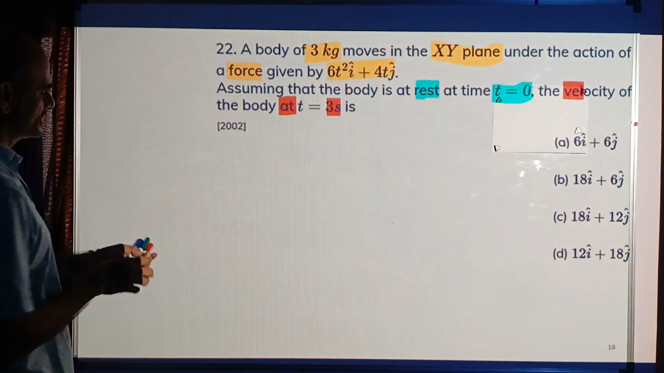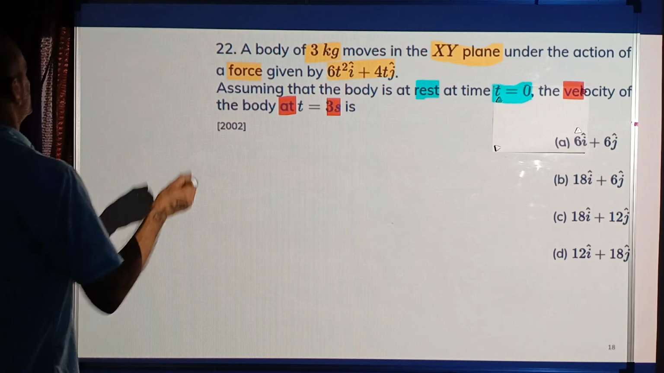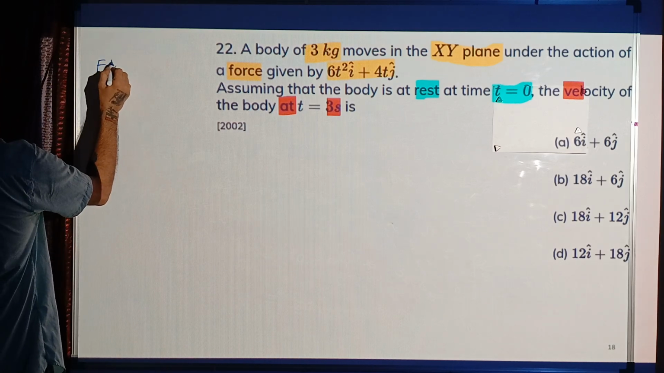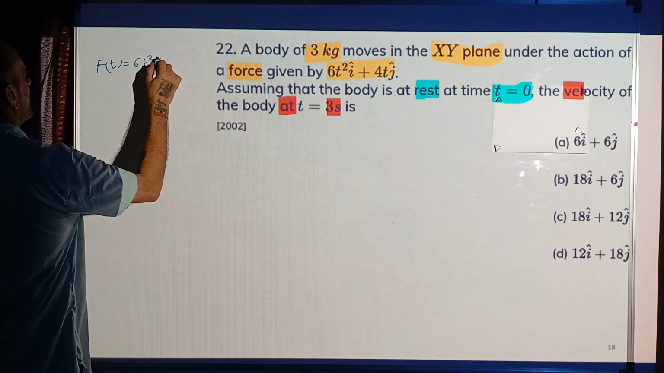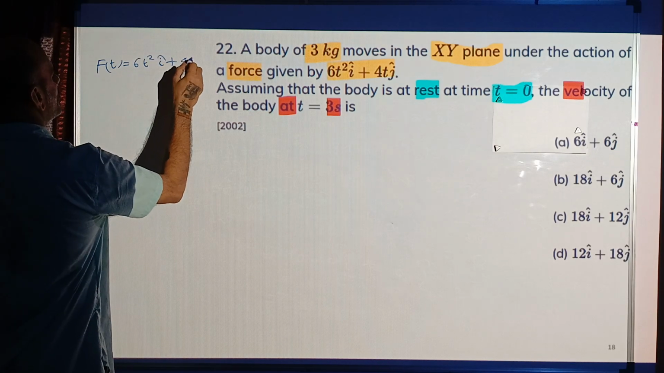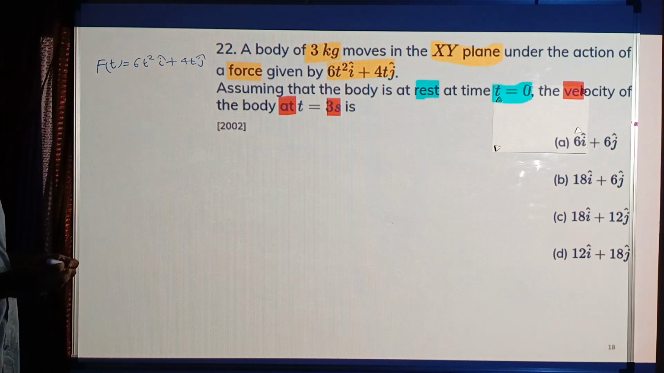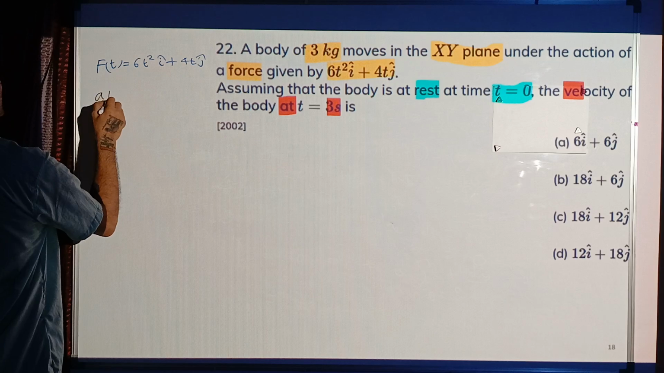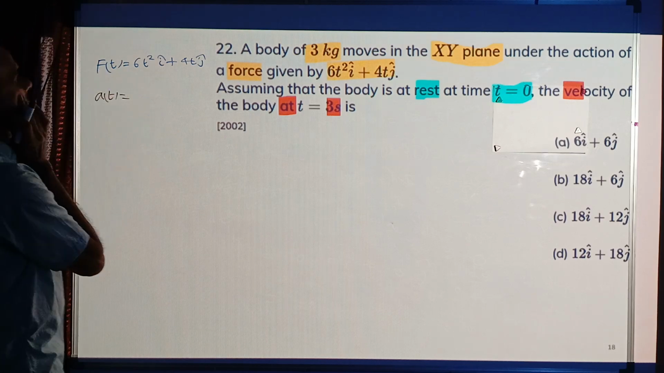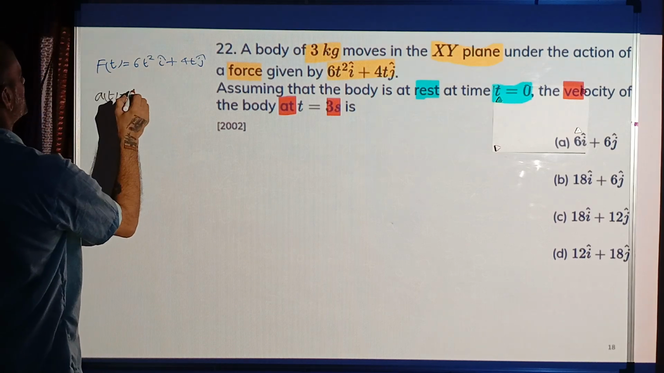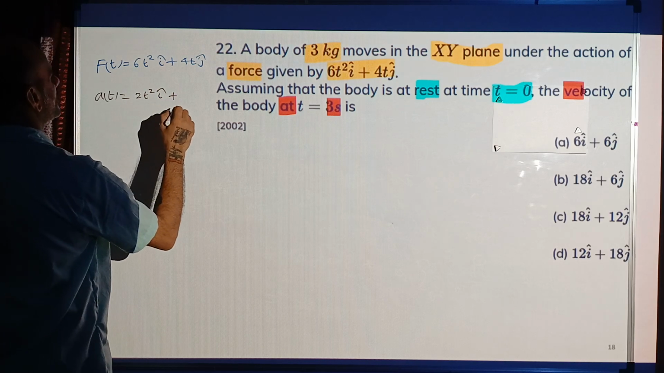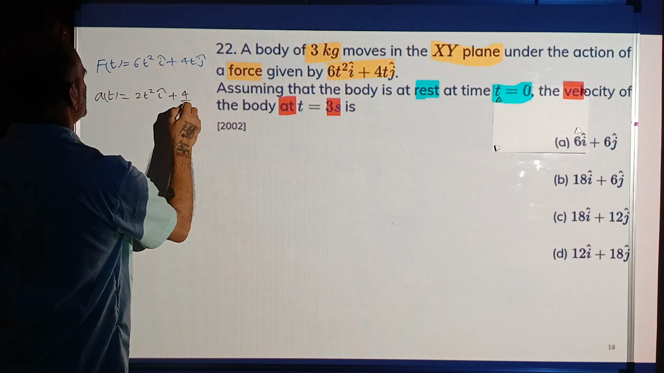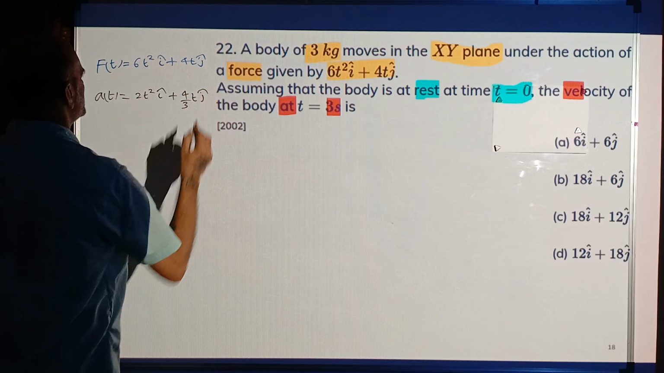Force is given. So force is given means acceleration is known by Newton's second law. Force is 6t square i cap plus 4t j cap. From this, I can get the acceleration as a function of time. Force by mass. Mass is 3. So this divided by 3. So it becomes 2t square i cap and then 4 by 3 t j cap.